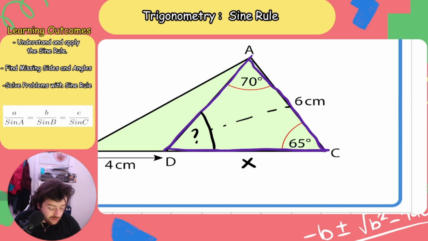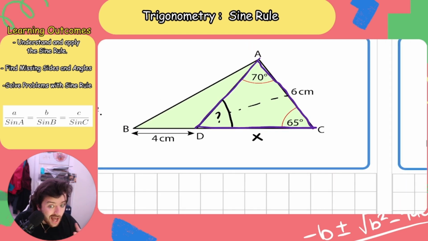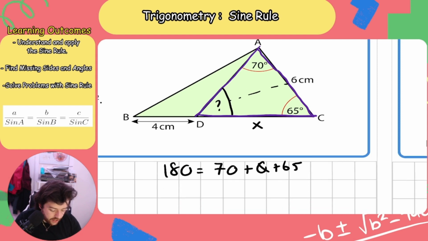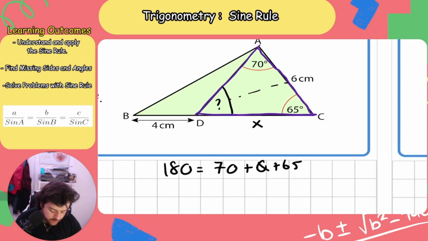But I do know every angle in a triangle adds up to 180. So 180 is going to be equal to 70 plus whatever this angle is. I'm just going to call this angle theta. Plus 65. And then I know that that angle is going to be equal to 45 degrees.